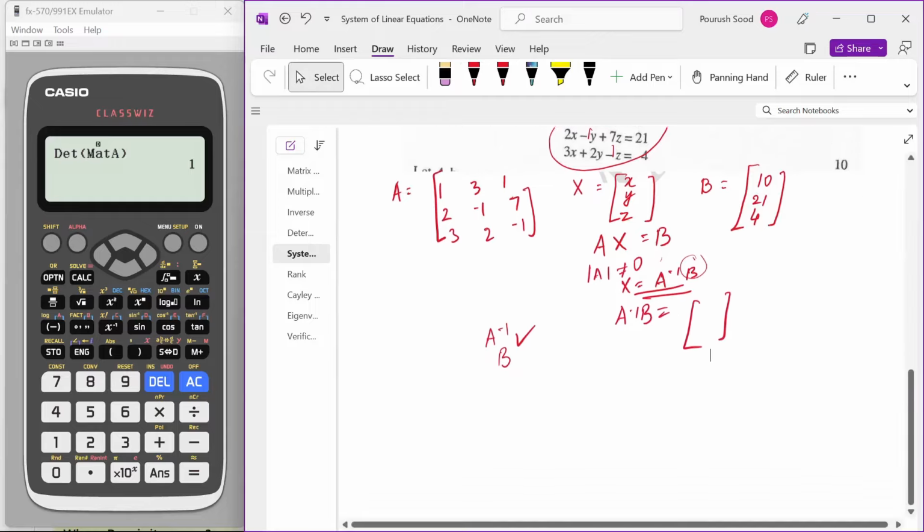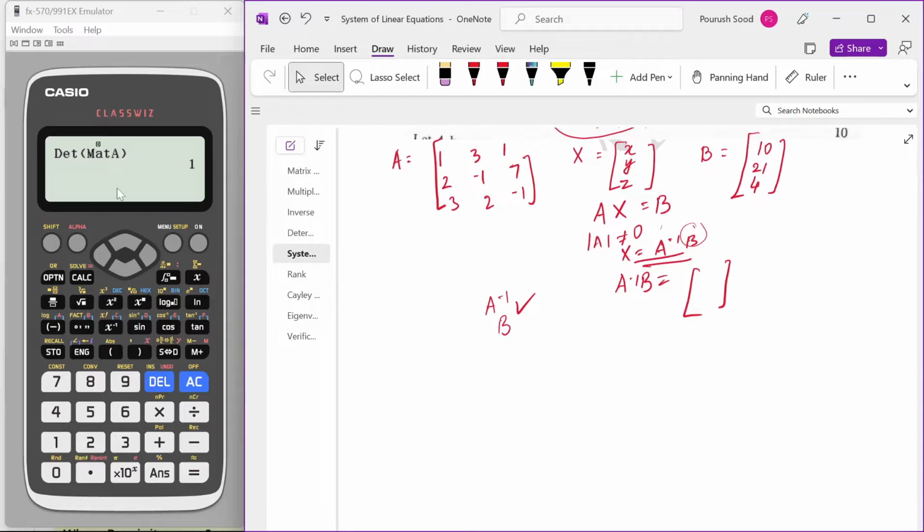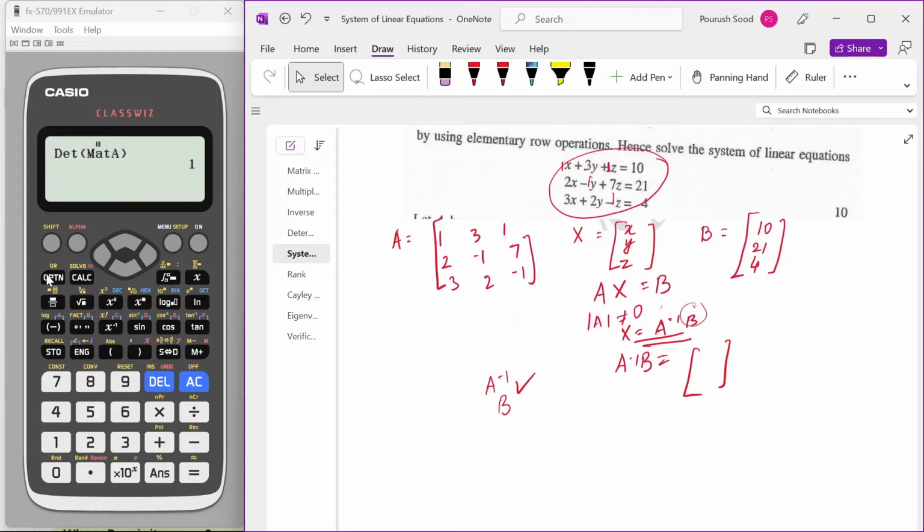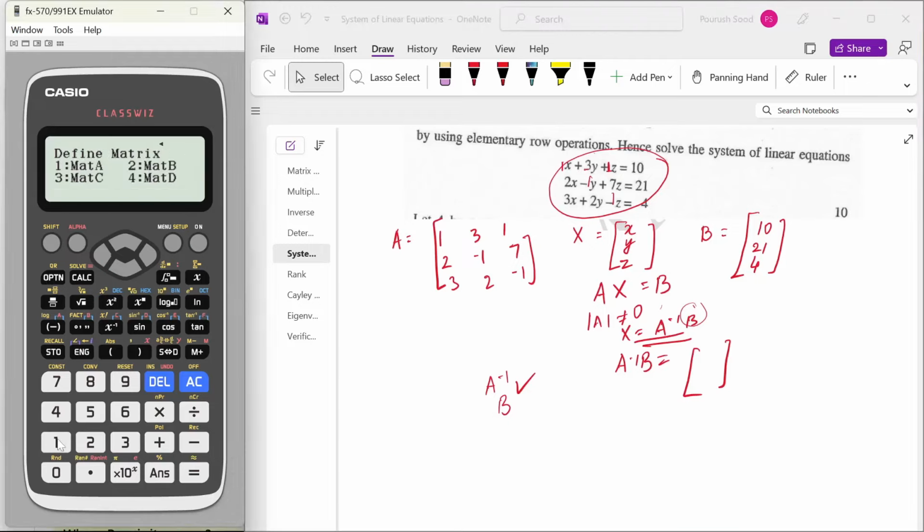Now, how will we verify it or use the calculator to solve it? After we have found A inverse using elementary row operations, we can quickly use the calculator to see what A inverse is and verify it. I'll go to options, define matrix, matrix A, 3 rows, 3 columns, 1, 3, 1, 2, minus 1, 7, 3, 2, minus 1. Let me quickly verify. And matrix B, let us define matrix B as this constant matrix. So 3 rows and 1 column, 10, 21, 4.